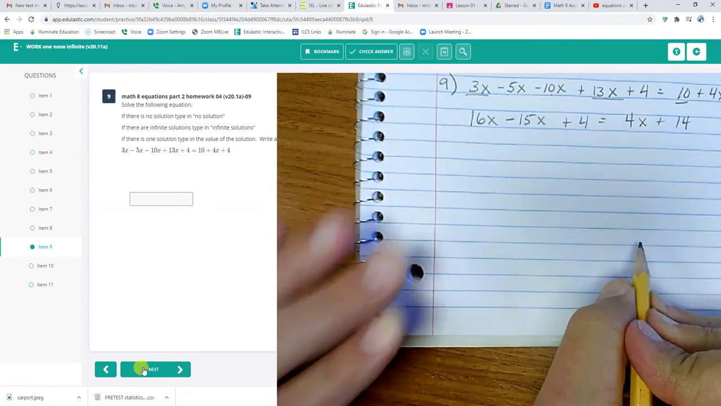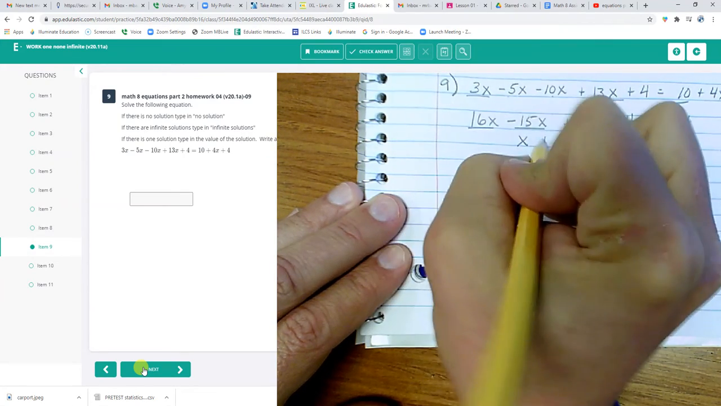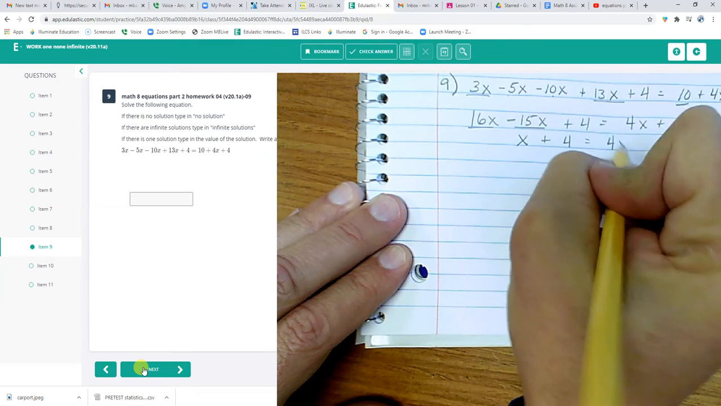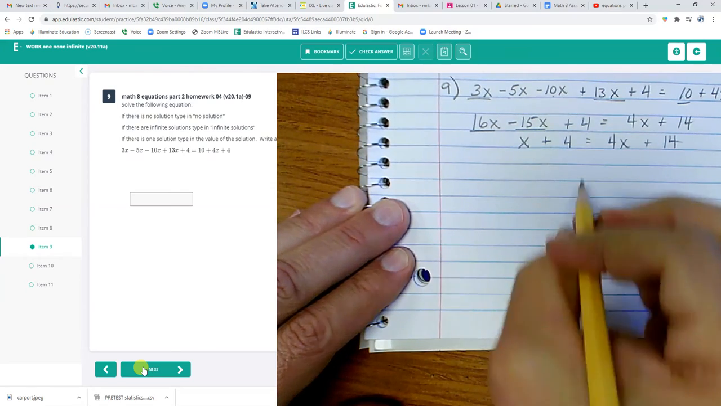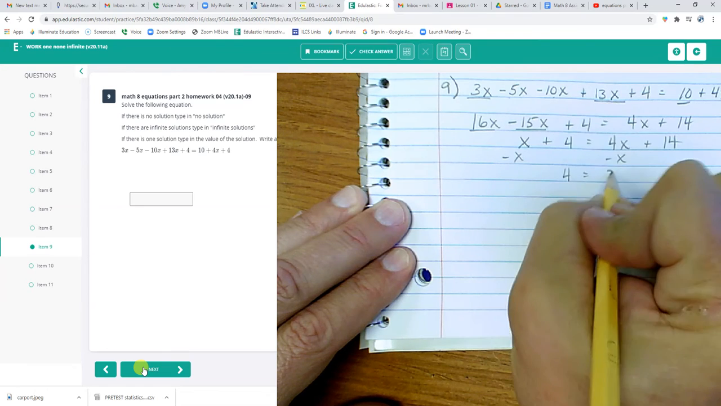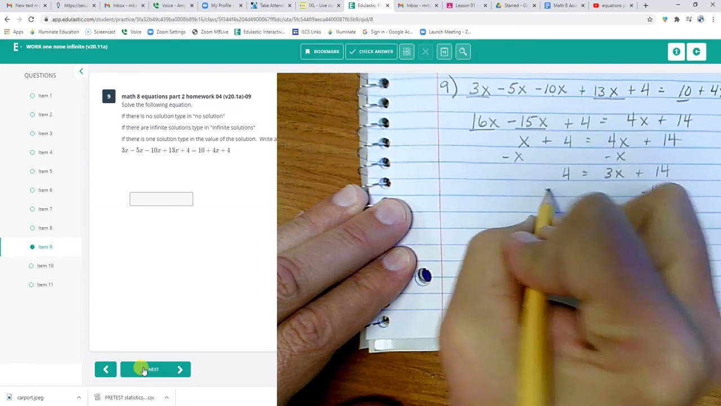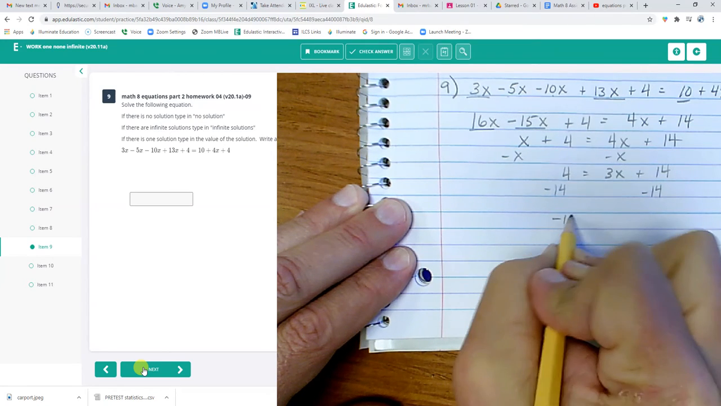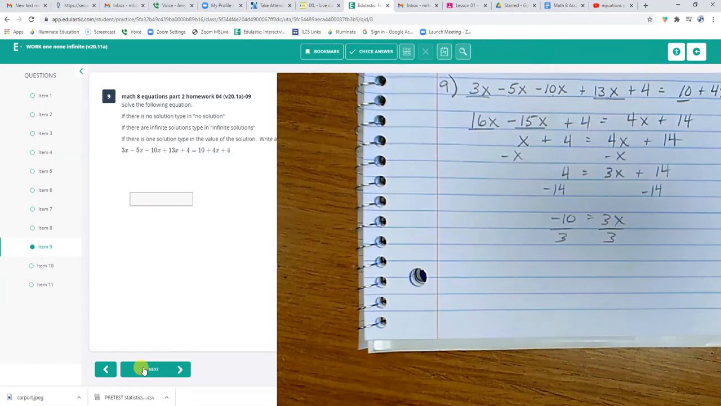So combining terms, still more combining to go though, right? 16x minus 15x, that's x, plus 4 equals 4x plus 14. Well, let's subtract x from both sides, and then subtract 14 from both sides. It's going to give me negative 10 equals 3x. Dividing by 3, dividing by 3. So it's going to be negative 10 divided by 3, which is 3.3 repeating, so negative 3.3.